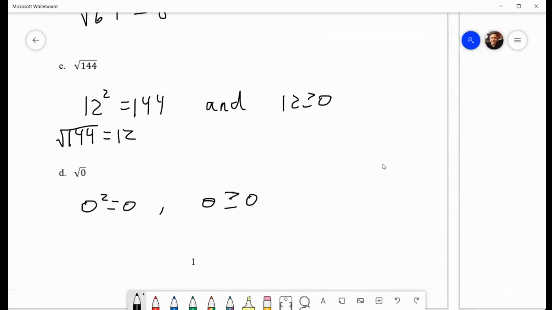Okay. For 0, we have 0 squared is 0, and 0, of course, is non-negative. So the square root of 0 then is just 0. That's all.